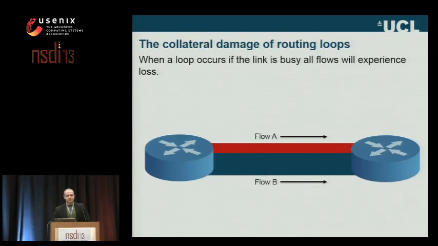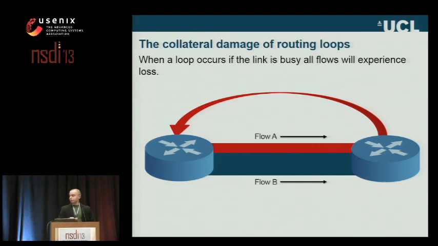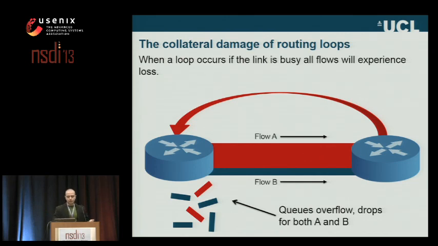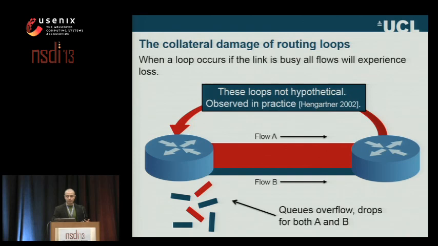There's one more thing. In addition, loops can also be very detrimental because when they happen, they can potentially affect other prefixes, not just the one the BGP update that caused the loop was for. To illustrate this, here we have 2 routers with 2 flows. Now, if a loop forms, the smaller flow will start growing, and it will eventually cause queues to overflow, which will hurt the other flow. Now, these side effects and the loops that I showed you are not just hypothetical. They have been previously observed in practice and indeed were found to have negative impact.